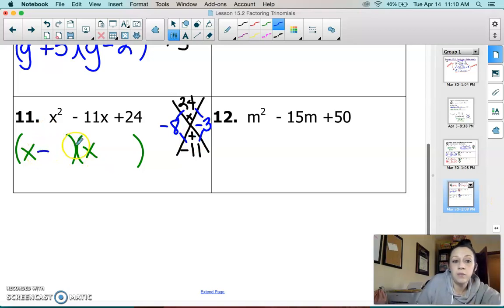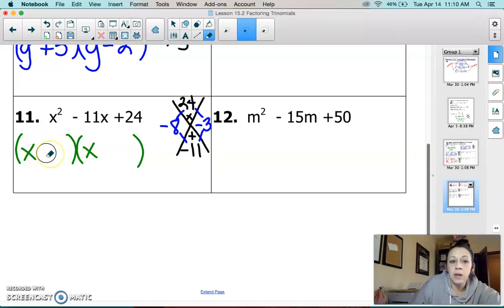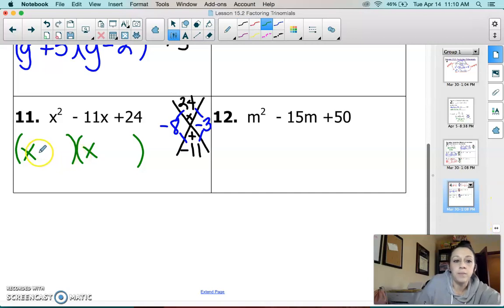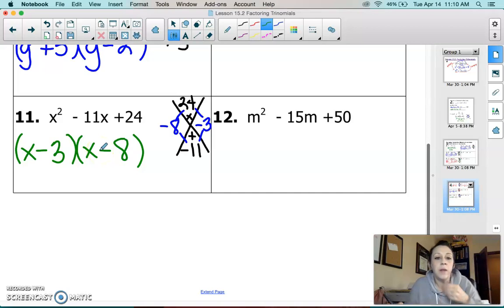We need a negative 8 and a negative 3. And remember, it doesn't matter what number goes first. You just need them both in there. Okay, let's do one more.